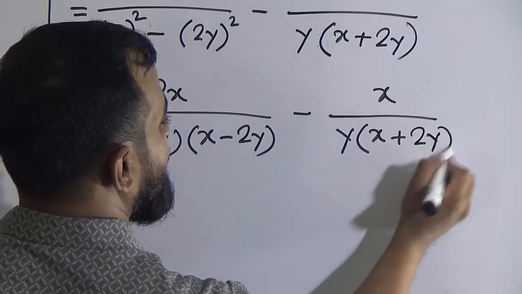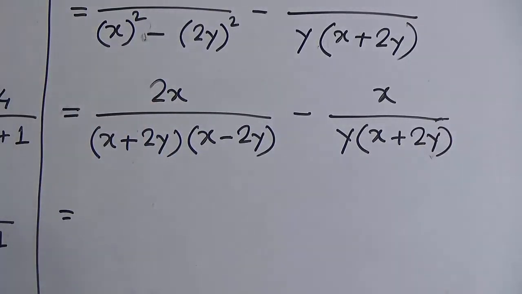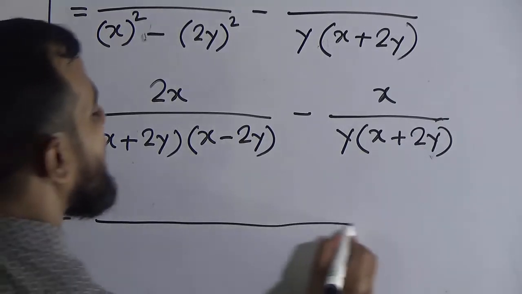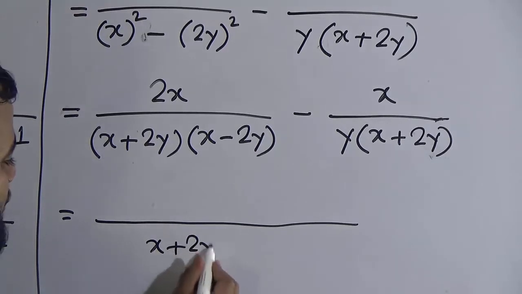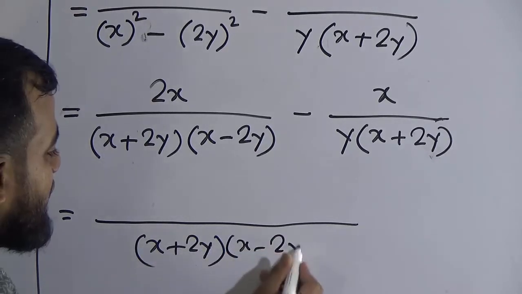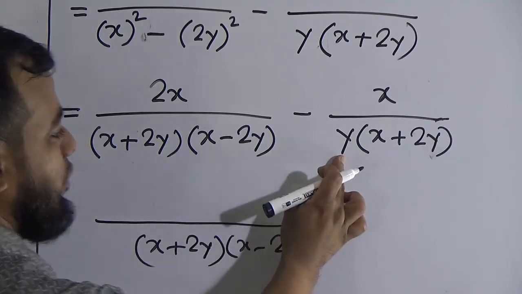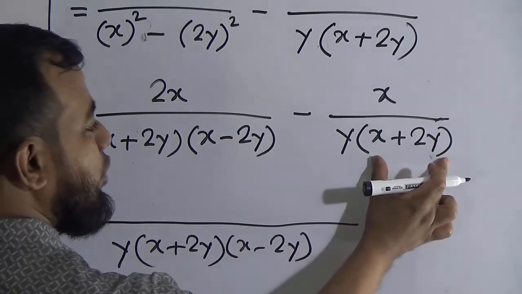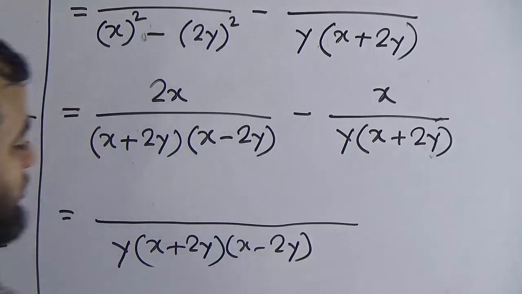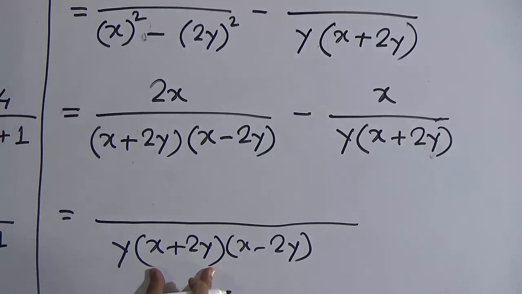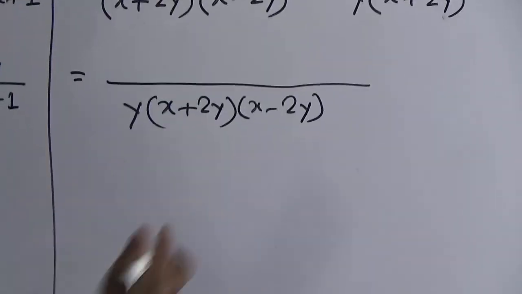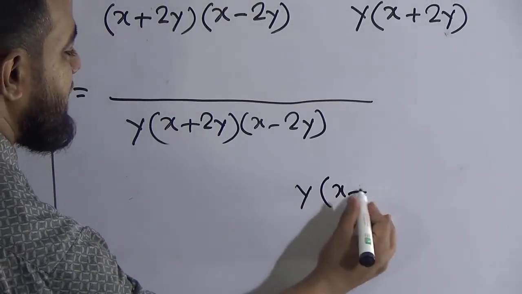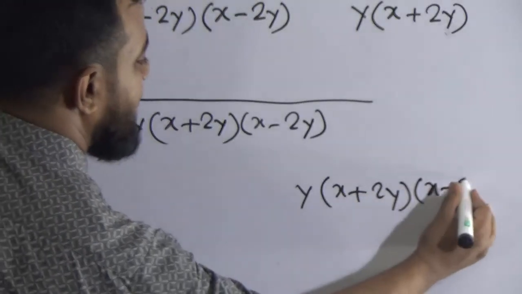Now we can find out the LCM easily, my dear students. LCM will be all the products of the factors. So LCM will be what? LCM will be x plus twice y into x minus twice y. Now we need to take y, because we have no y in the LCM, so y should multiply here, and we need to take this term also. It's x plus twice y, but my dear students, look, x plus twice y is already taken, so we no need to write it down again. Okay, now what should we do? We should divide this LCM, that means y into x plus twice y into x minus twice y.